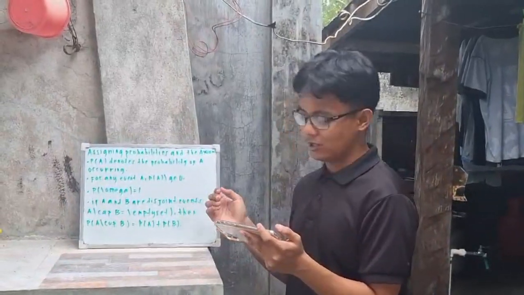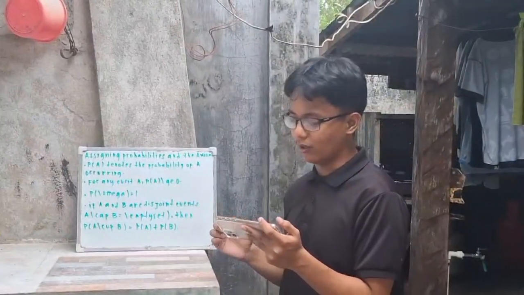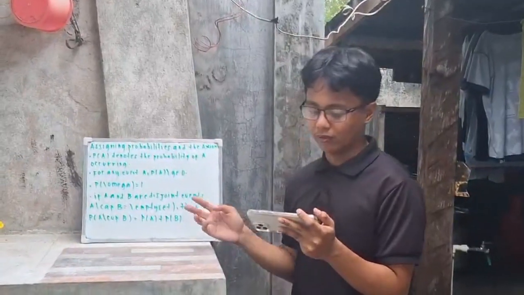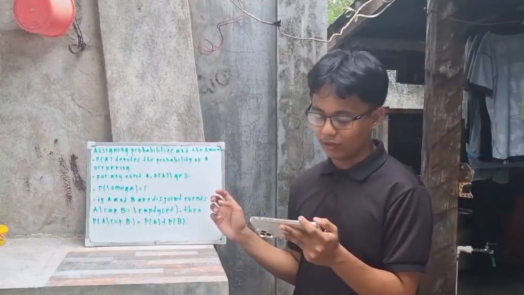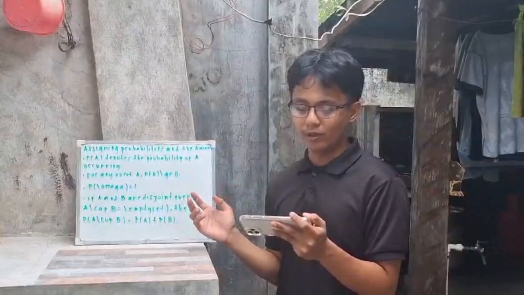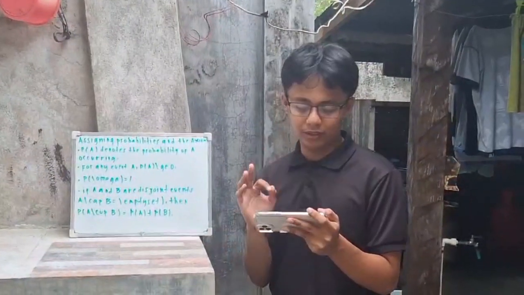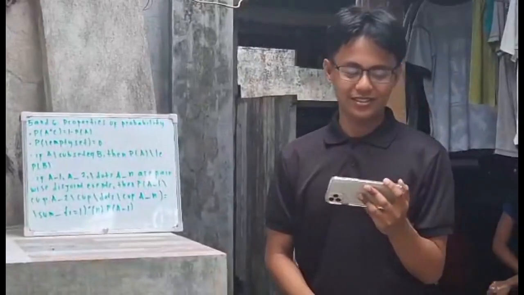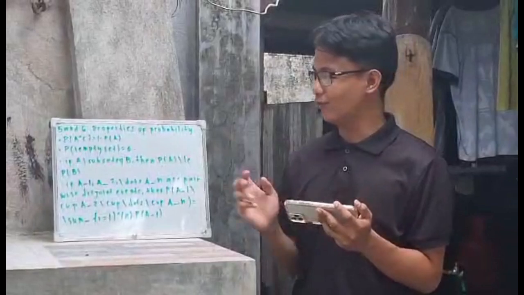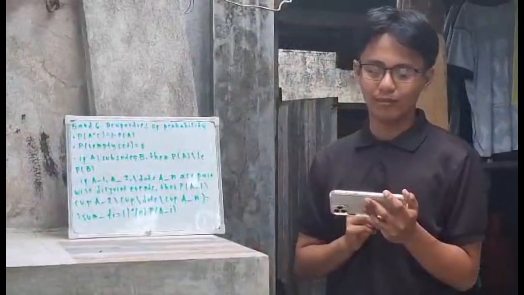So here are the equations for the axioms of probability. Number one is the probability of an event. Axiom 1, non-negativity. Axiom 2, total probability. And lastly, axiom 3, finite additivity.